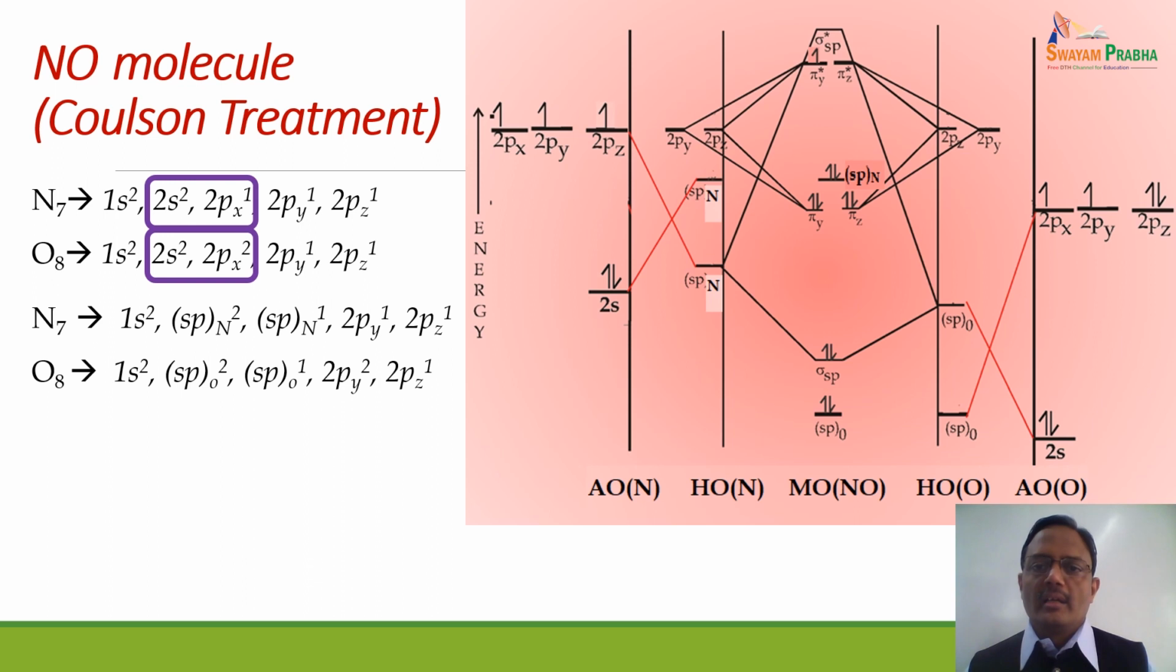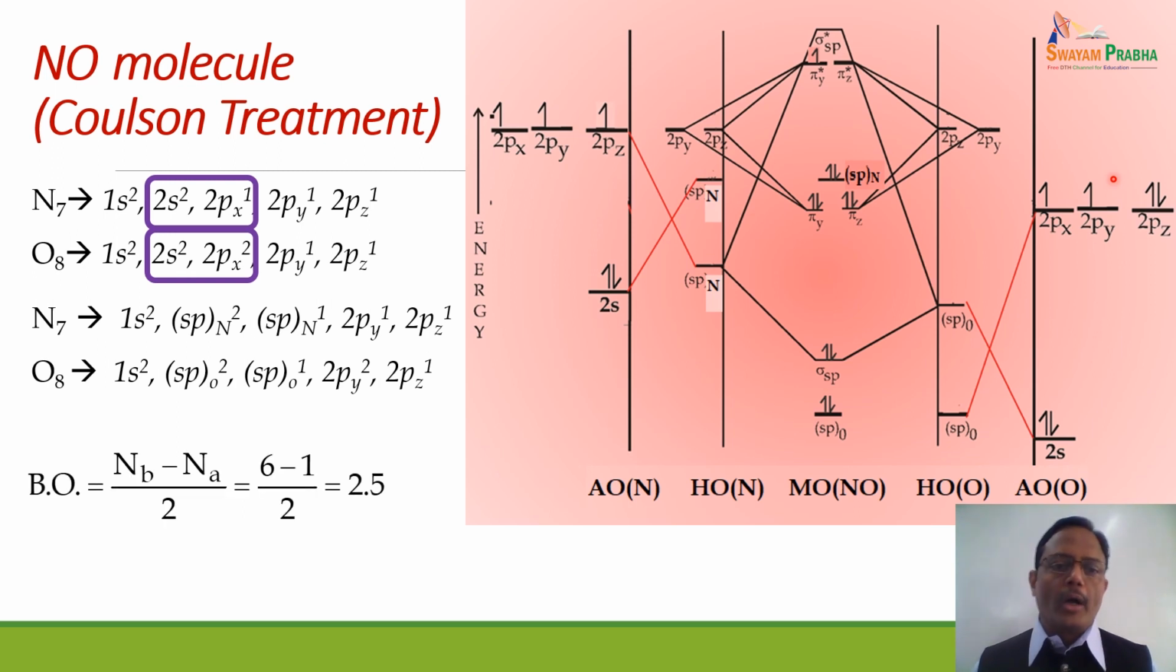The only difference is that there is an extra electron in the pi star anti-bonding molecular orbital, and so the bond order reduces by a factor of 0.5, because the number of electrons in bonding is 6, the number of electrons in anti-bonding is 1, and so the bond order comes out to be 2.5. But if we remove this electron from the NO molecule, we get the NO positive ion, and NO positive ion is isoelectronic with the carbon monoxide molecule, and its bond order will be 3.